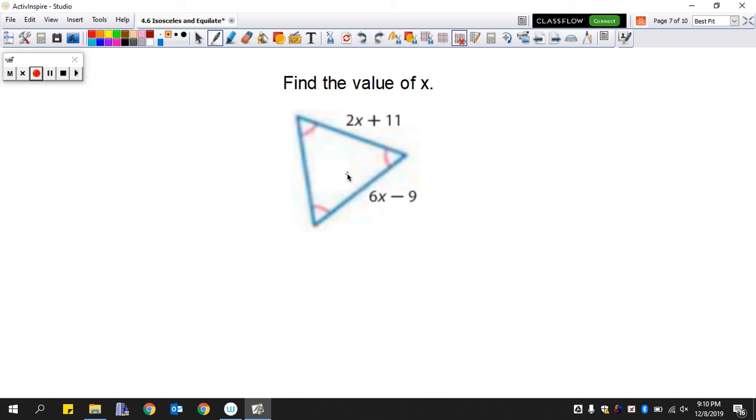Now on this one, we can see that all three angles are exactly the same. They have the same measure. All three angles are congruent. So that means all three sides are going to be congruent. So it says to find the value of x. So we're just going to say 2x plus 11 is equal to 6x minus 9.